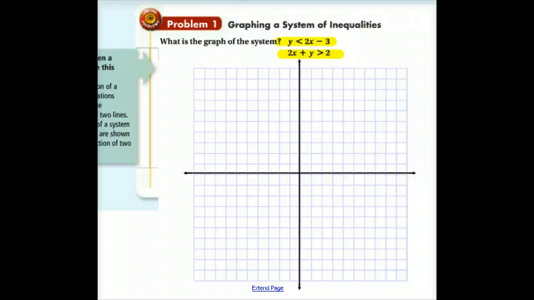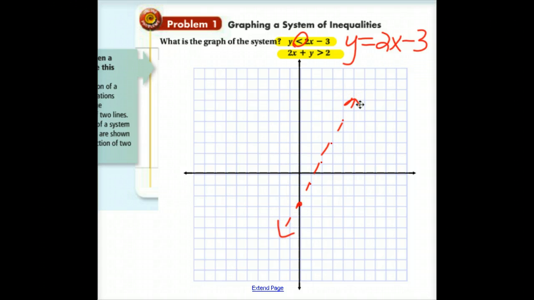So first I want to look at this as a linear equation. I'm going to make the less than sign an equal sign, y equals 2x minus 3. If I graph that, I go minus 3 on the y-axis, slope of 2. And because it's a less than sign, I'm going to make a dashed line for my graph.